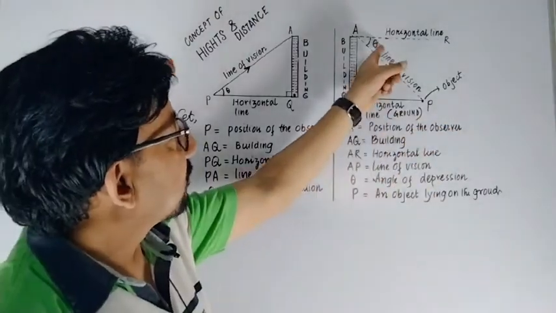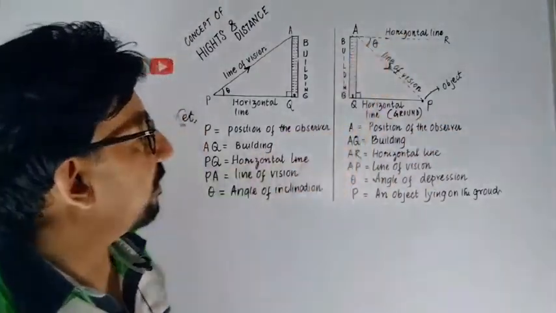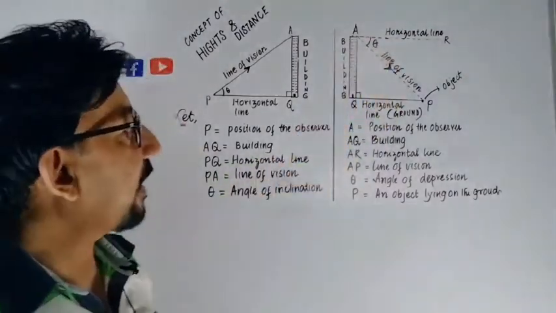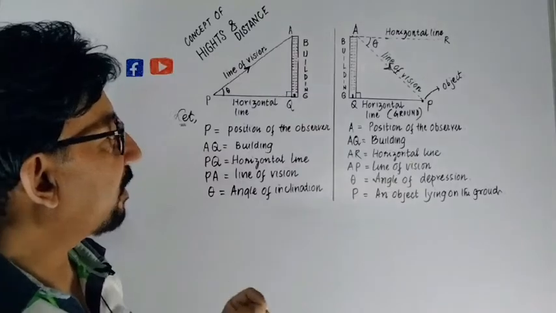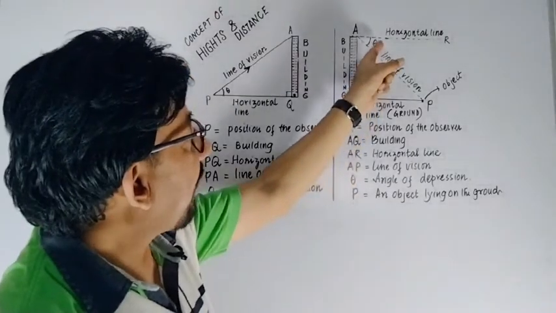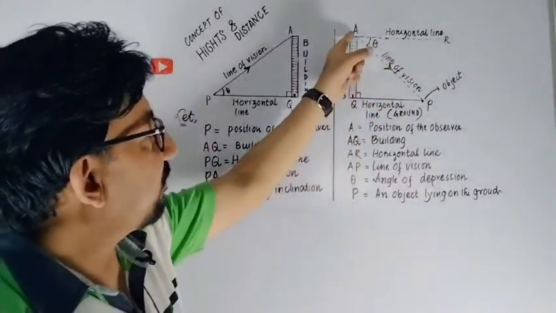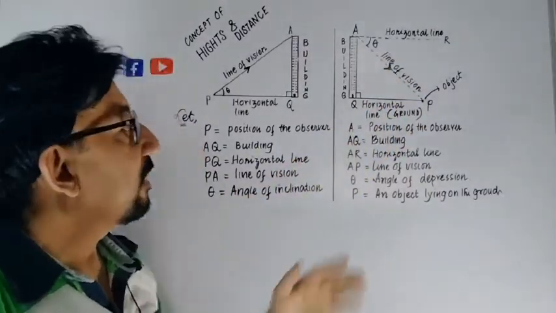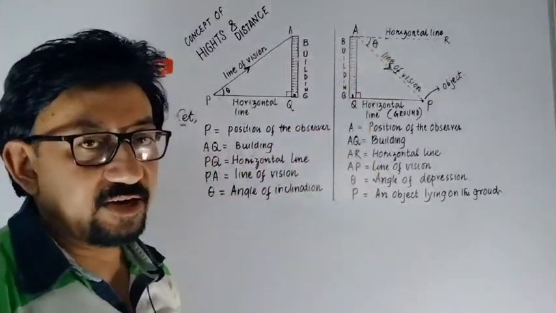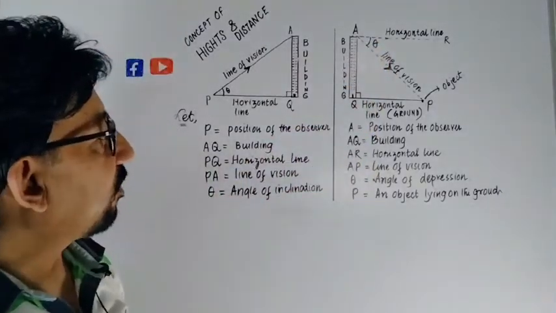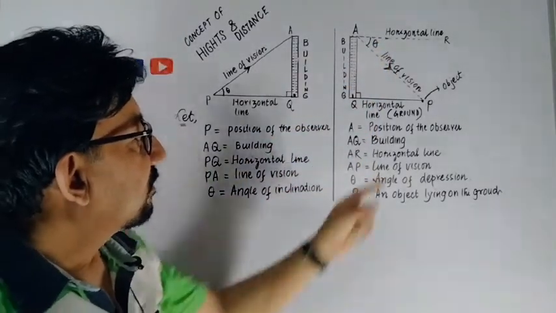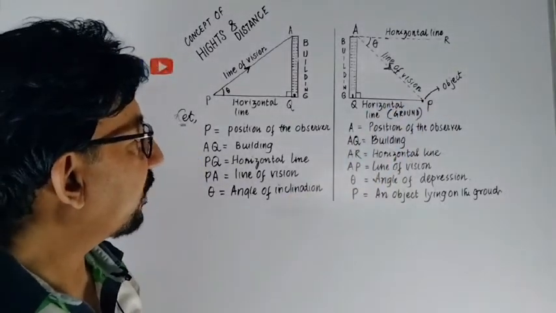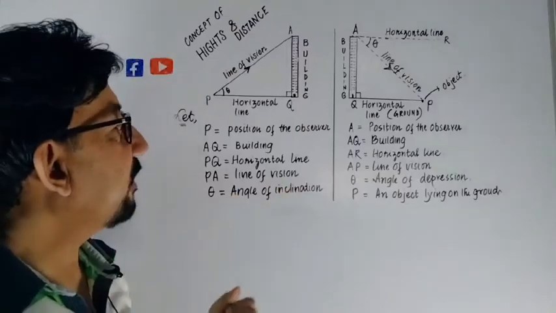Now, this theta is the angle between the horizontal line and the line of vision, which is called angle of depression. Remember, at this angle, the observer is observing the stone lying on the ground. If theta is equal to 30 degree, it means the observer is observing the stone lying on the ground at an angle 30 degree. Okay? This is the concept only.